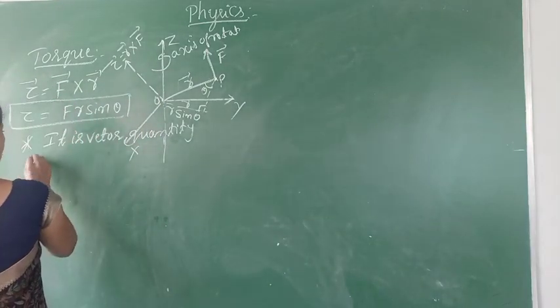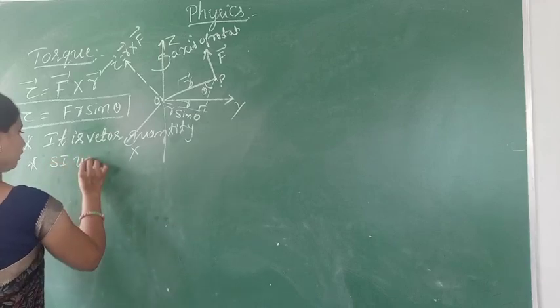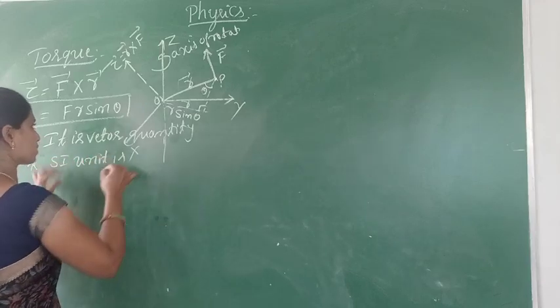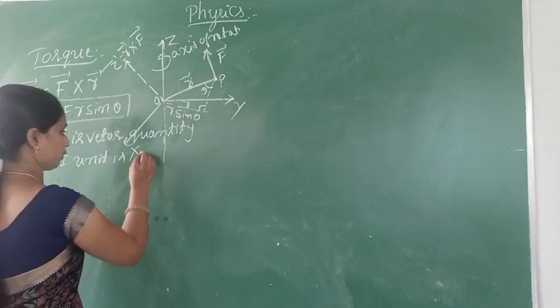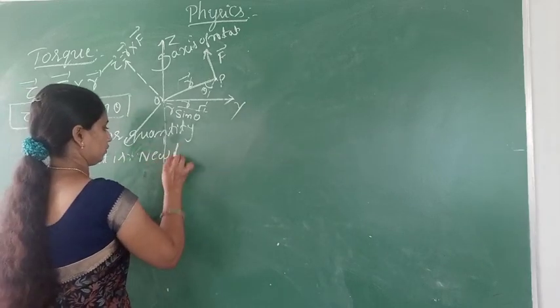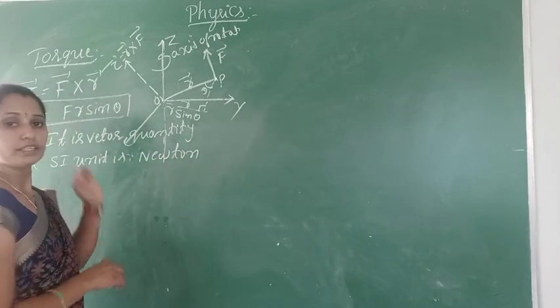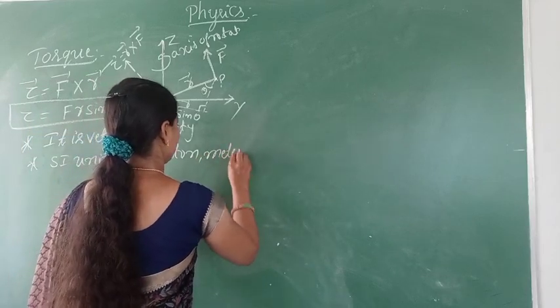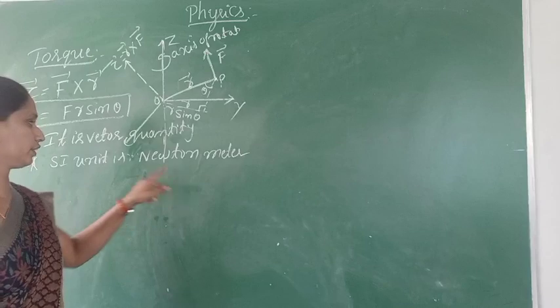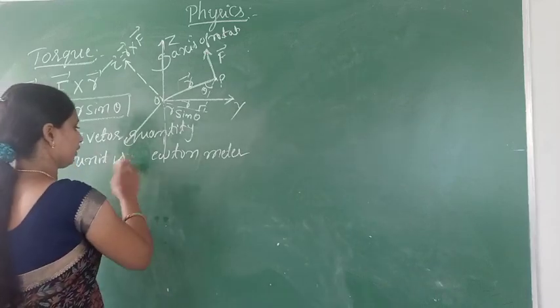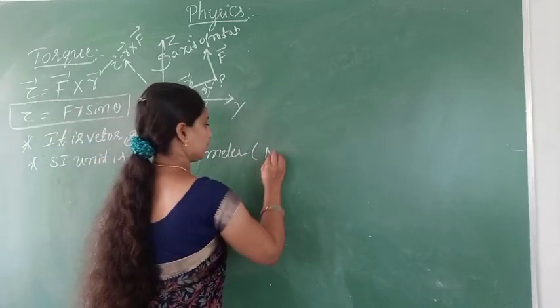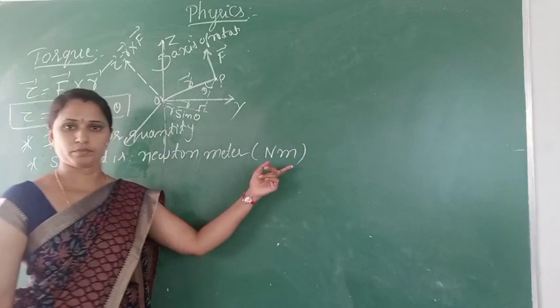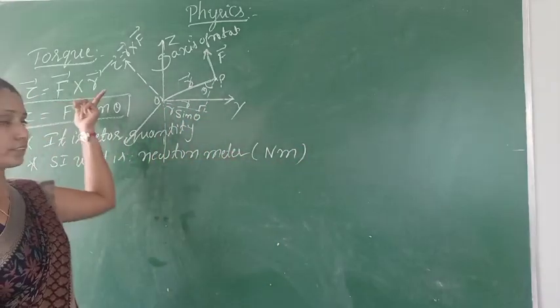Then the SI unit. We already know that the unit of force is Newton. Then the unit of distance is meter. So the SI unit of torque is Newton meter, symbolically N m. So this is the unit of torque.